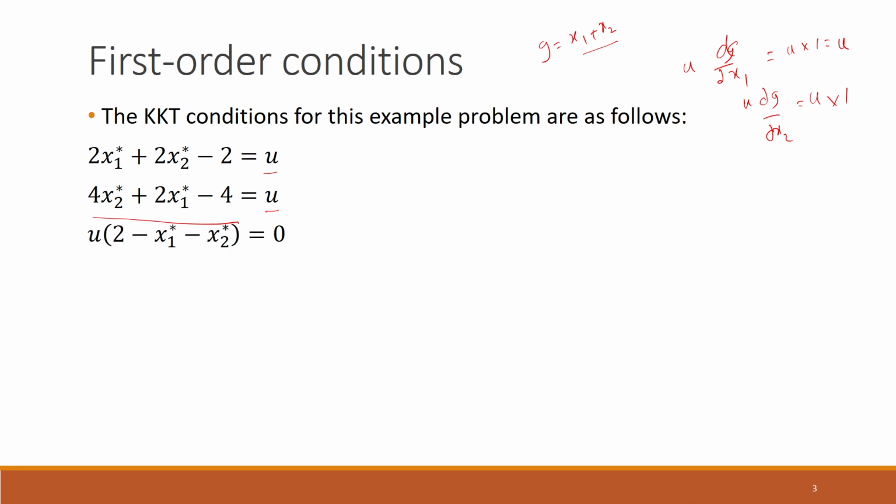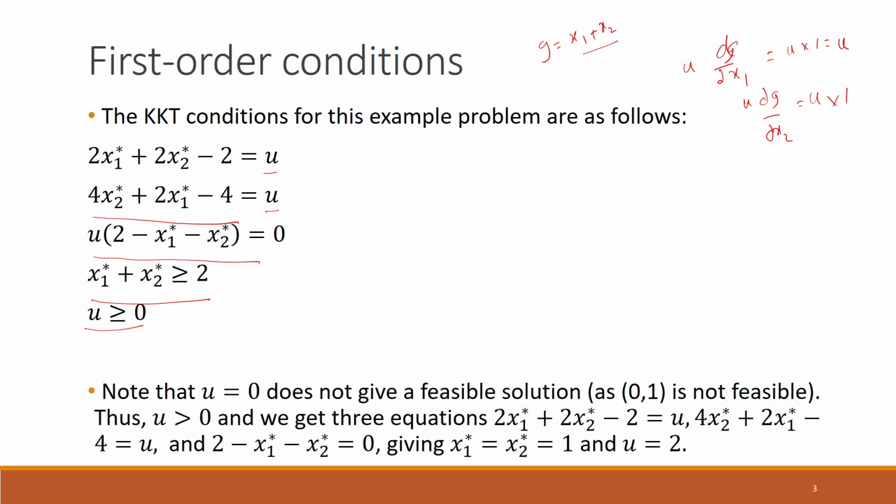Then we have the condition that u times (2 minus x1 star minus x2 star) is equal to 0. There is a single condition of this type because there is a single constraint. Then the stationary point should be a feasible solution, so we have the constraint that x1 star plus x2 star is greater than or equal to 2, and this variable u should be greater than or equal to 0.